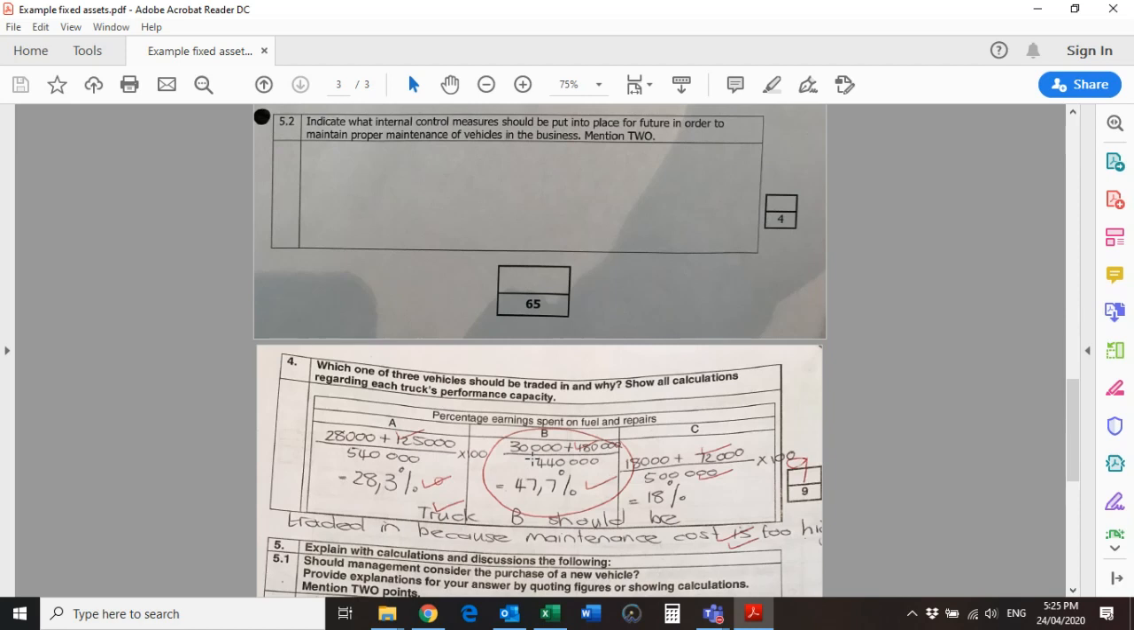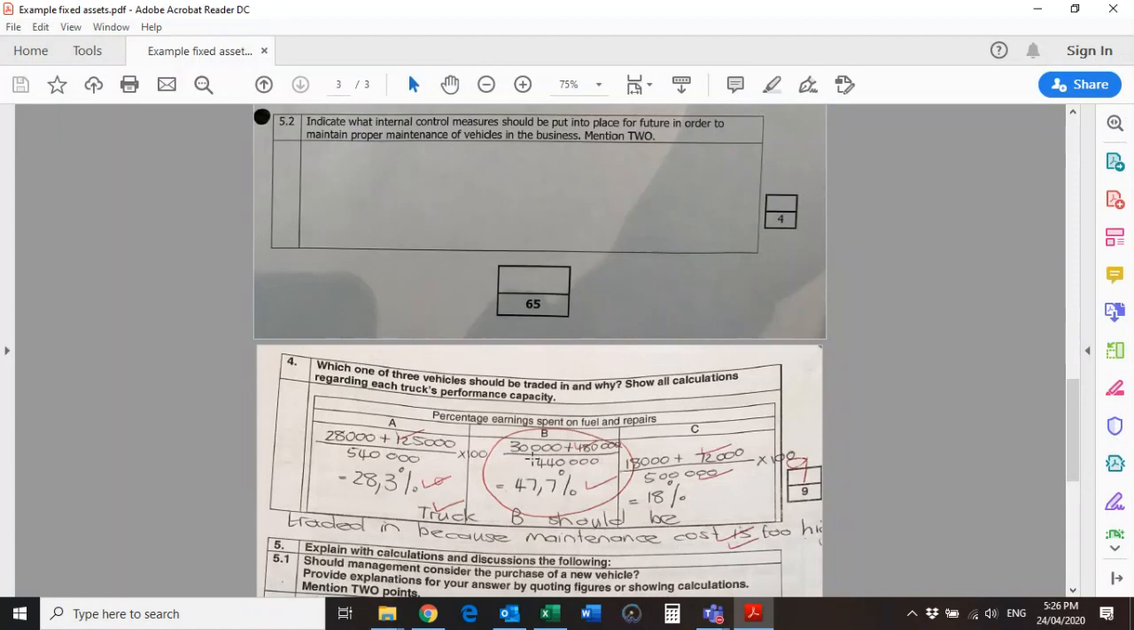So can you see why truck B is circled? It is circled because it's the percentage of earnings spent on fuel and repairs. Why am I repeating it so slowly? For truck B, almost 50% of your earnings you are spending on fuel and repairs. The fuel and repairs on this truck are so high that for every 1 rand I make, I have to pay almost 50 cents. That's my expense. Do you see that? So that's why B should be traded in. That's how you interpret it.